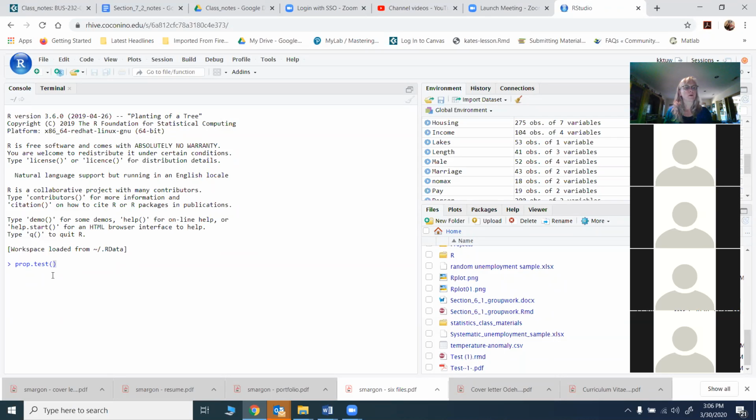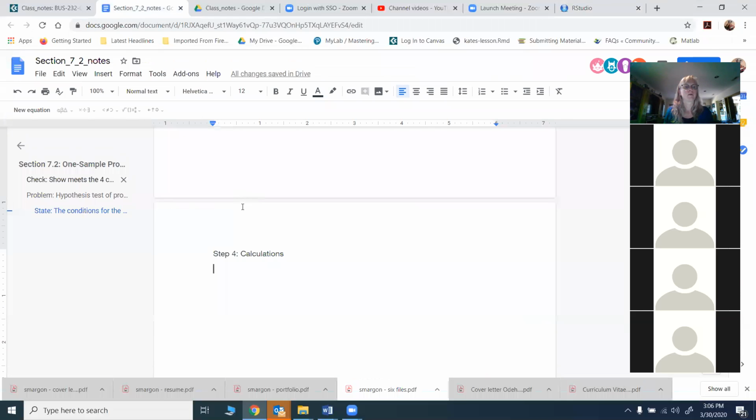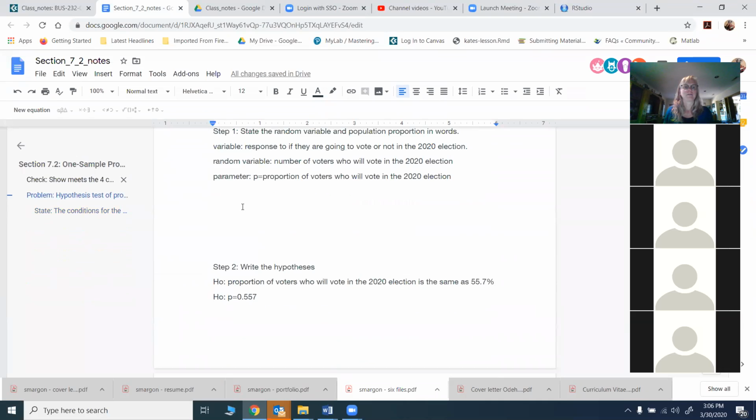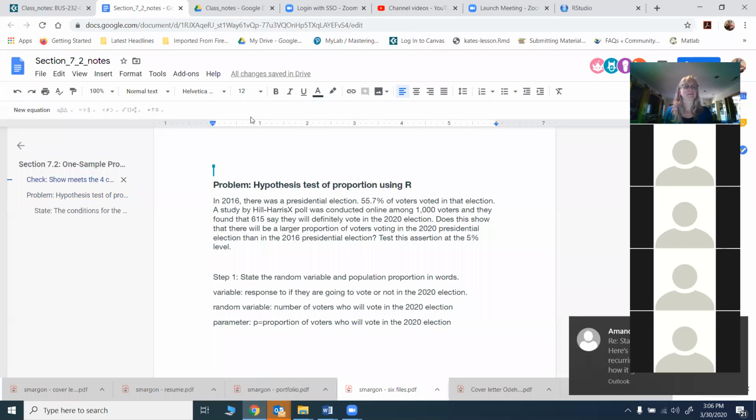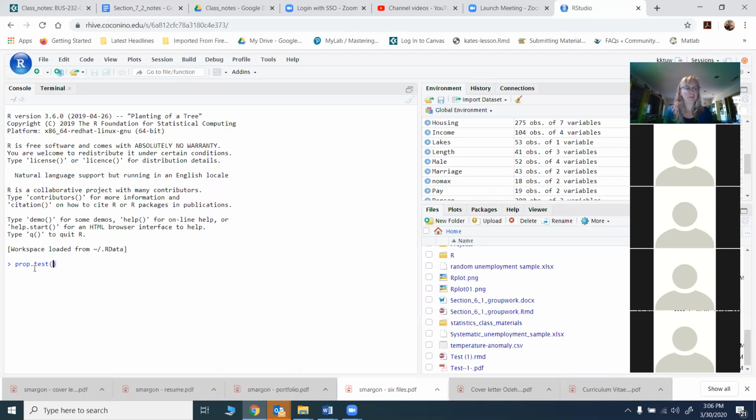What was my X value? What was the number of people who said yes from my 1,000? It's 615. So we'll go back to R and type in 615 here. Then what was my N? That's 1,000. Then P equals, this is what H0 says P is equal to. What did H0 say P was equal to? 0.557. And again, the purpose of H0 is to say what number you put here.